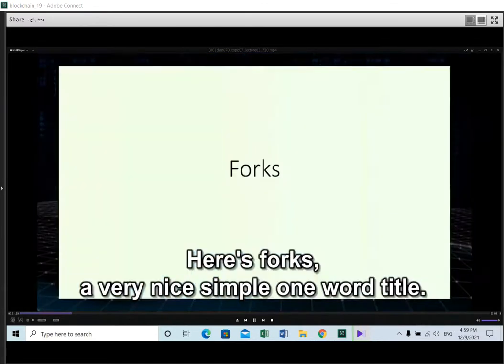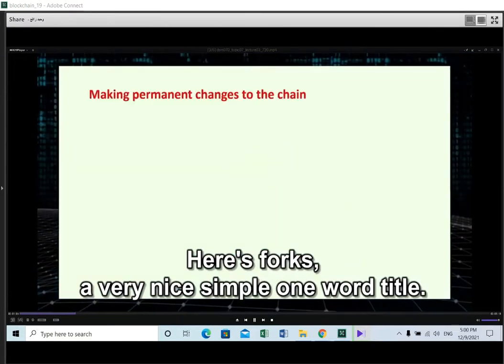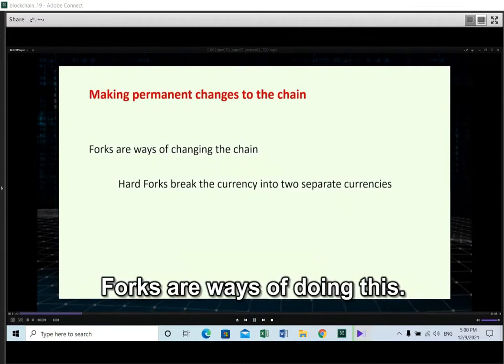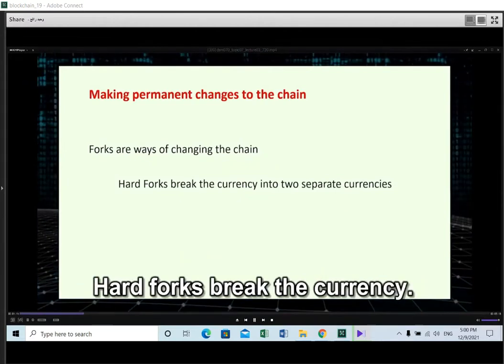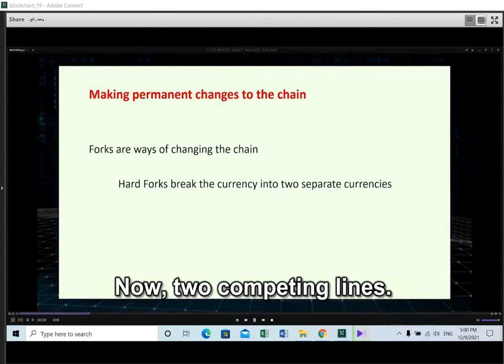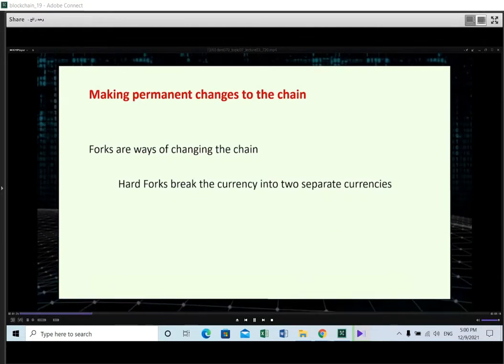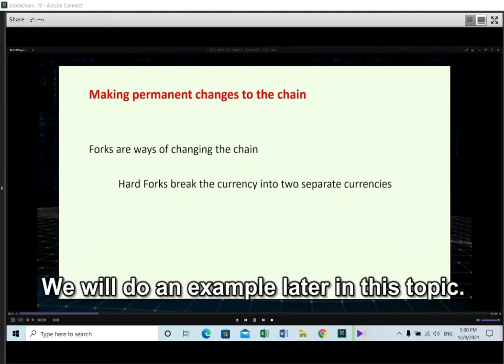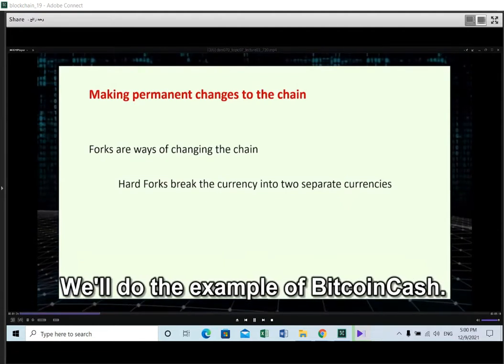Here's forks. Nice, simple, one word title. Okay, so we're talking about making permanent changes to the chain. Forks are a way of doing this. Hard forks break the chain into two competing bits. Two competing lines, and if we're talking about currencies, you get two separate currencies. And we will do an example later in this topic. We're going to do the example of Bitcoin Cash.